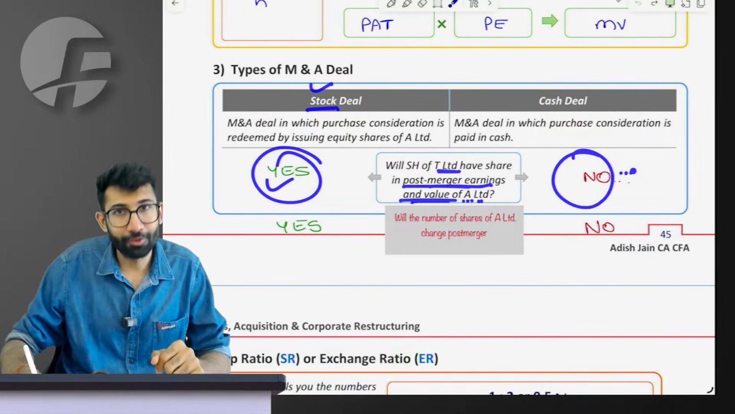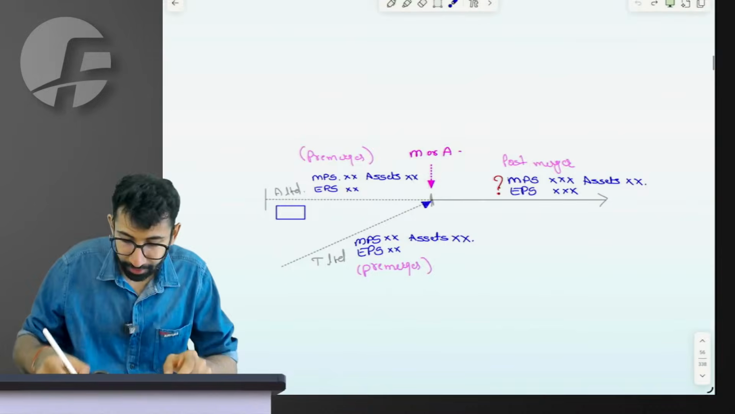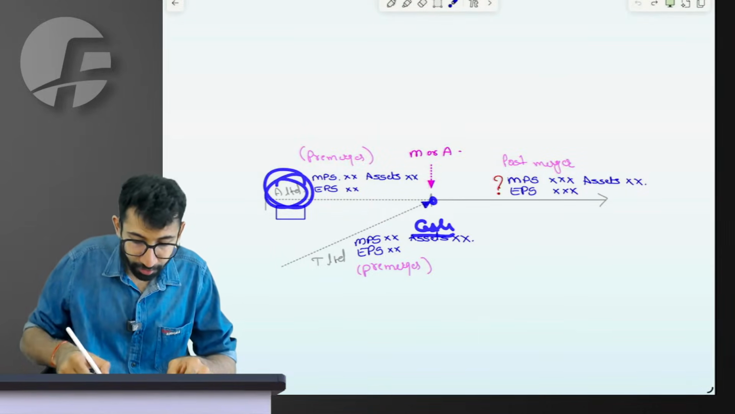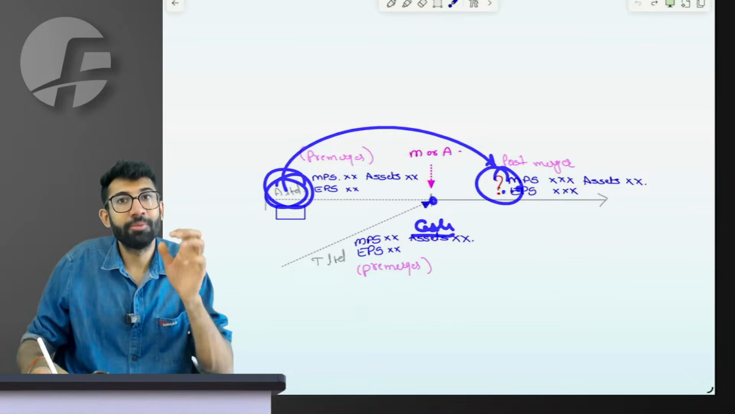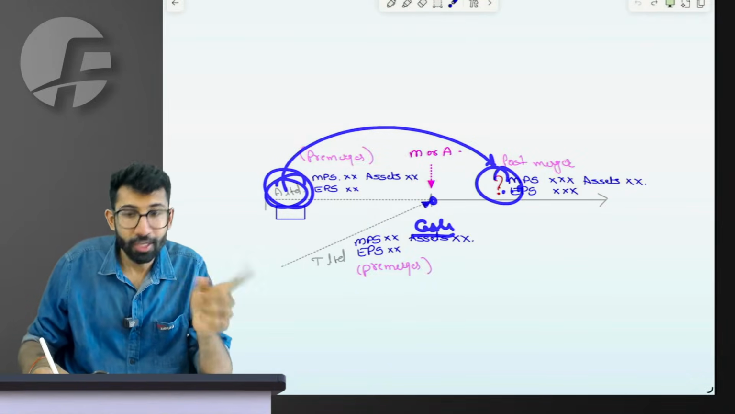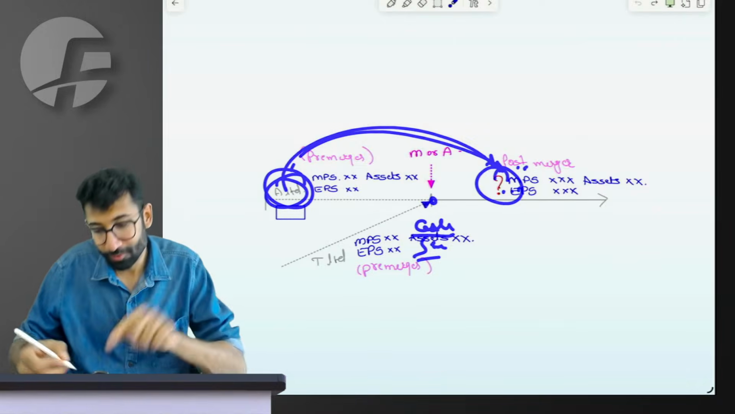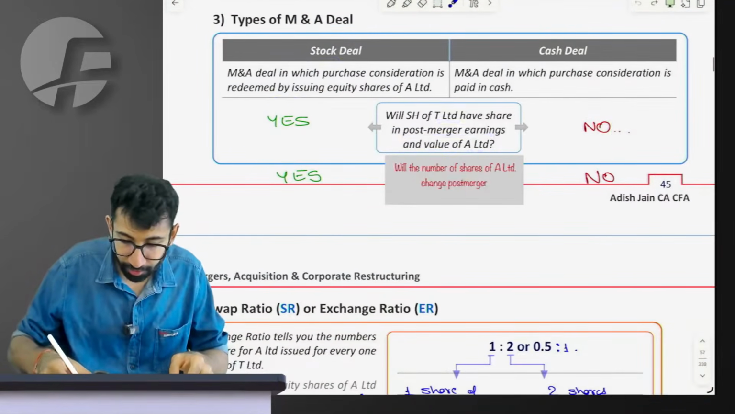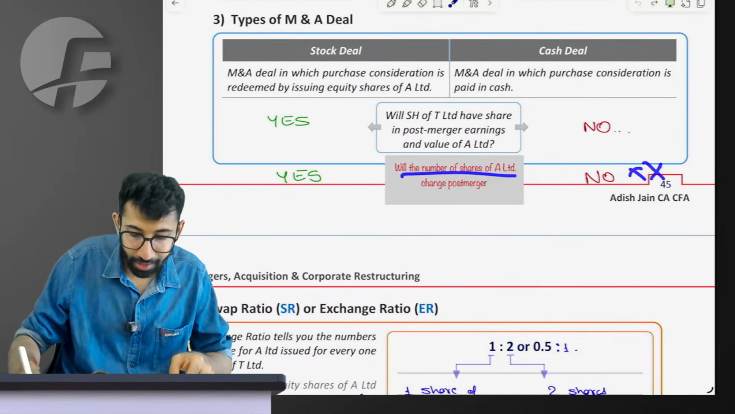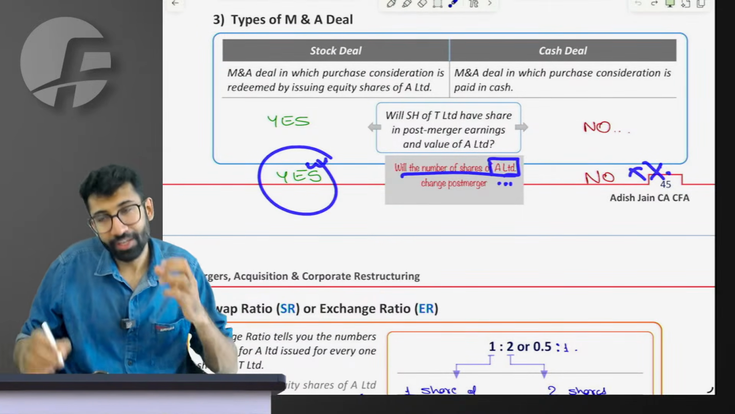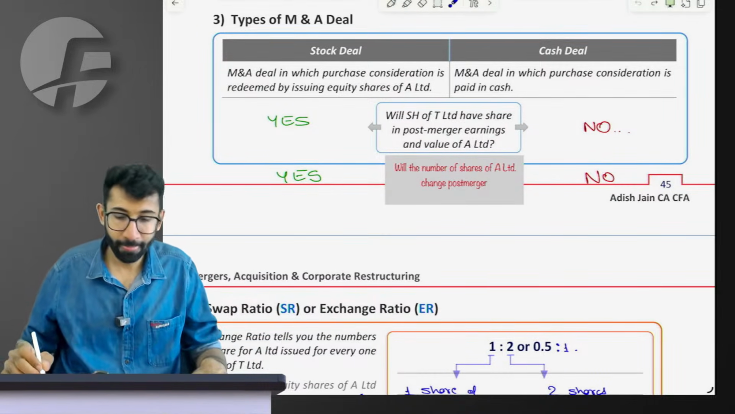And a point of observation. Sir, if it is a cash deal, you have been paid cash. The number of shares which were previously there continue to remain the same, no new shares are issued. But if it is a stock deal, new shares are issued and the number of shares after the merger will change. So one more thing to learn: will the number of shares change in a cash deal or a stock deal? The shares of A Limited, the acquiring company, will change.